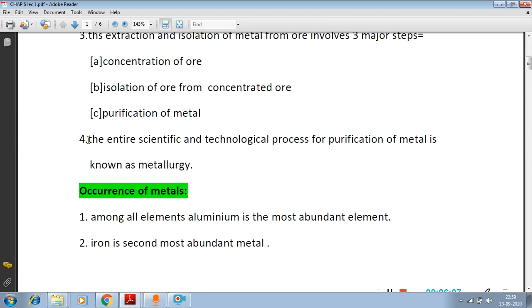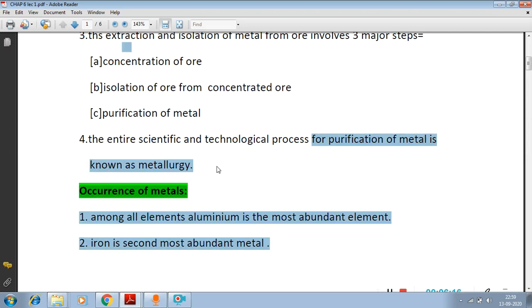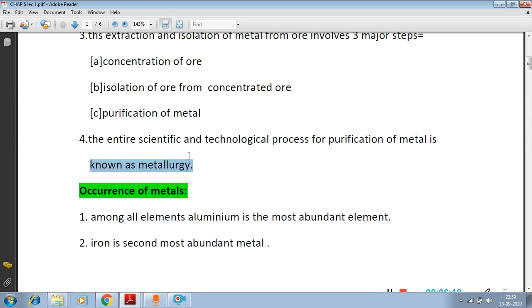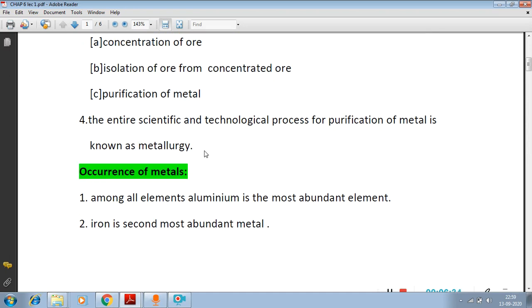Now, the entire scientific and technological process for the extraction and purification of metal is known as metallurgy. So our chapter is basically the metallurgy chapter. Okay, the entire scientific and technological process from which we can get metal from ore, that is called metallurgy.